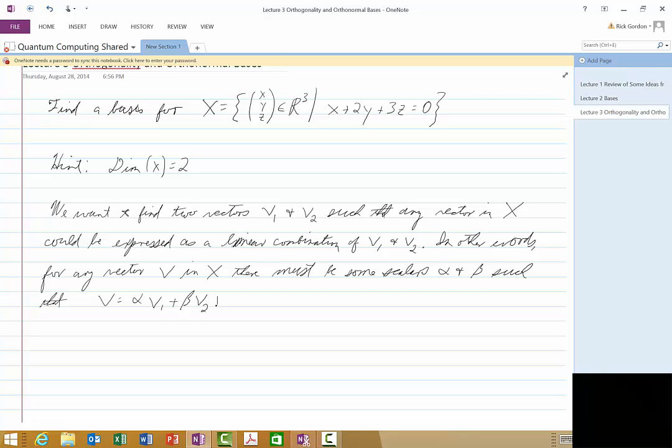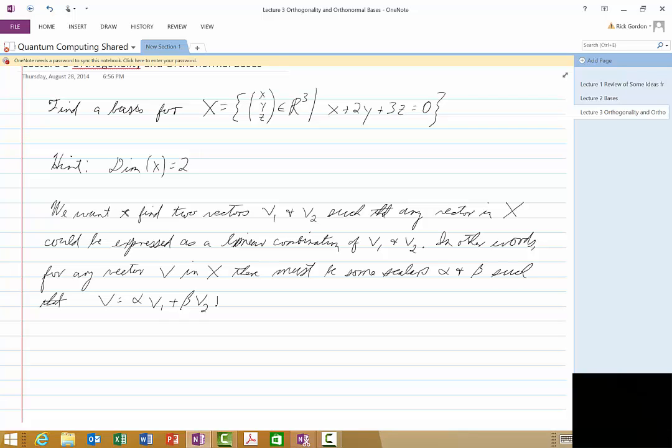Okay, so that's what we're looking for, and maybe at first that seems like a somewhat daunting task, but it turns out to be very easy. In fact, and this is part of what makes linear algebra very interesting to me, it's almost like magic in a way, because it turns out that we can pick any two vectors in X, and as long as neither one of them is a multiple of the other one, then they will work.